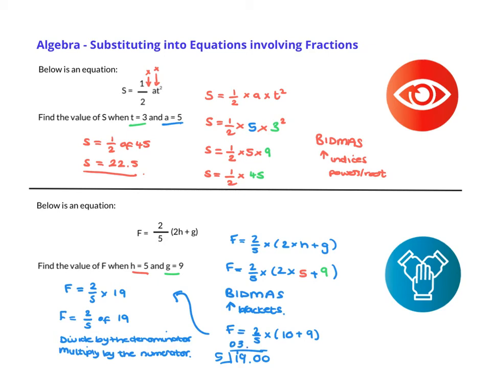5 times by 3 is 15. I had 19, so there's 4 left over. How many 5s go into 40? The answer is 8. So 1/5 of 19 is 3.8.